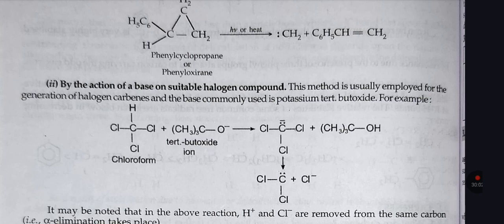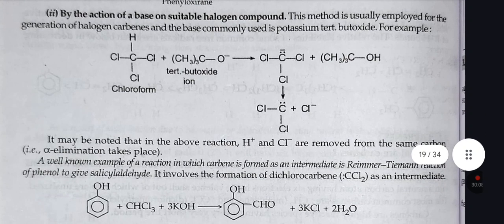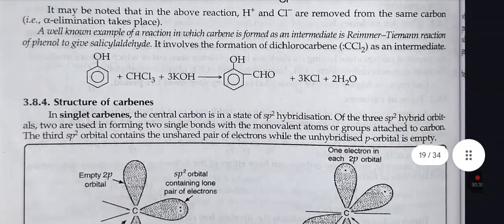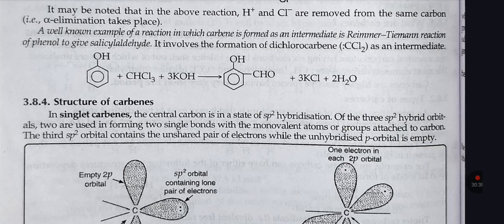Second, by the action of a base on a suitable halogen compound. This method is usually employed for the generation of halogen carbenes, and the base commonly used is potassium tert-butoxide. For example, chloroform plus tertiary butoxide ion will give CCl3 negative plus (CH3)3COH, which will further give CCl2 plus Cl negative. It may be noted that in the above reaction, H positive and Cl negative are removed from the same carbon, that is, alpha elimination takes place.